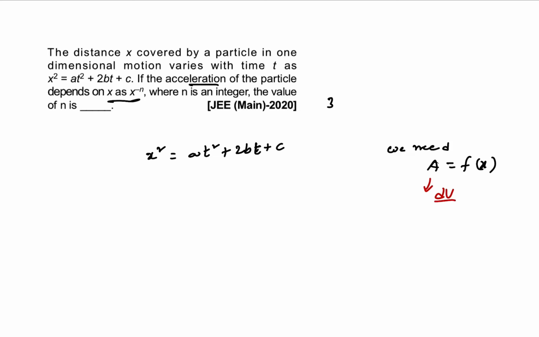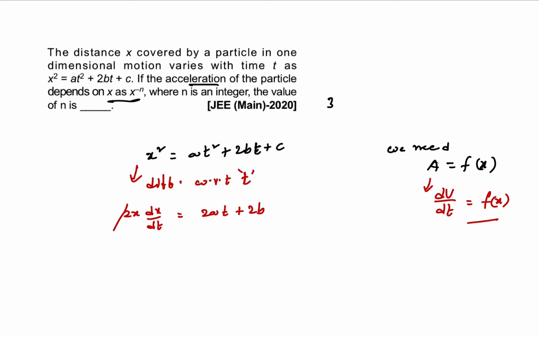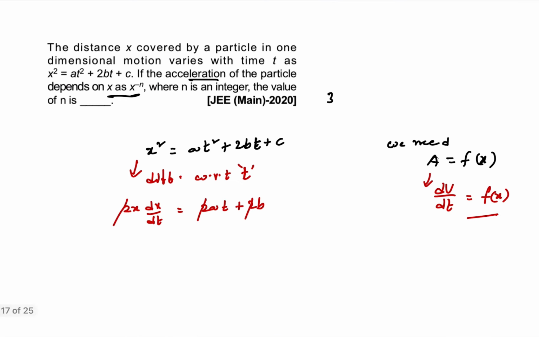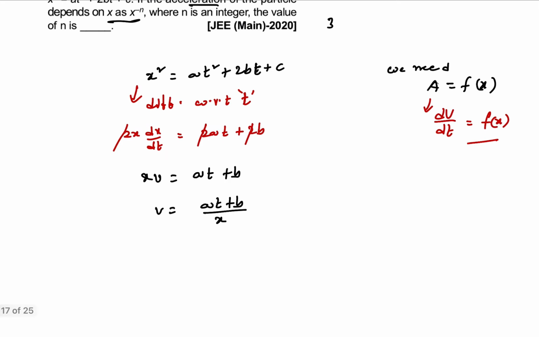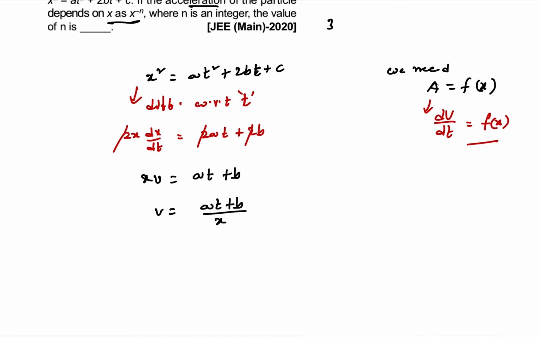First, you get the velocity. What is the A value? A is nothing but dv by dt, which you need in terms of x. How to write? Differentiate this with respect to time t. We can write 2x into dx by dt is equal to 2at plus 2b. Now 2 gets cancelled. So finally we get x into dx by dt, which is v, equal to at plus b. I am getting v is equal to (at plus b) divided by x. But I don't want a t term.